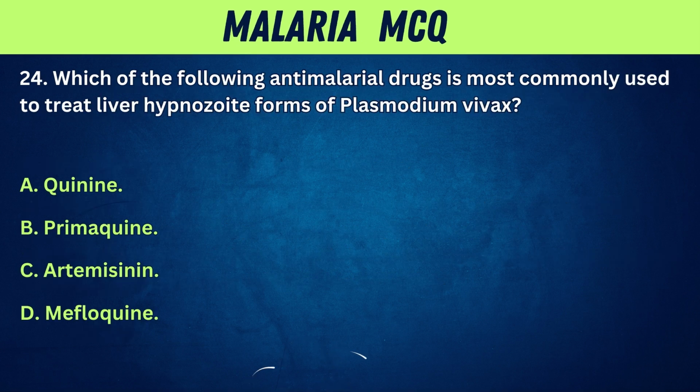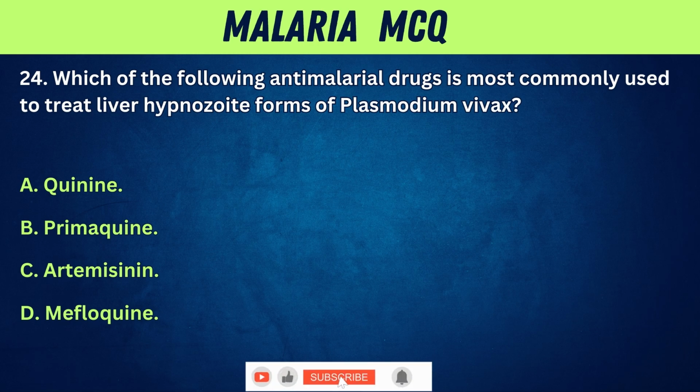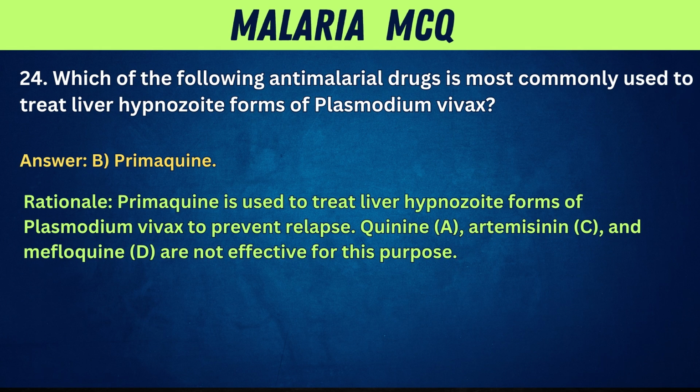24. Which of the following antimalarial drugs is most commonly used to treat liver hypnozoite forms of Plasmodium vivax? A. Quinine. B. Primaquine. C. Artemisinin. D. Mefloquine. Answer: B. Primaquine. Rationale: Primaquine is used to treat liver hypnozoite forms of Plasmodium vivax to prevent relapse. Quinine, A, artemisinin, C, and mefloquine, D, are not effective for this purpose.